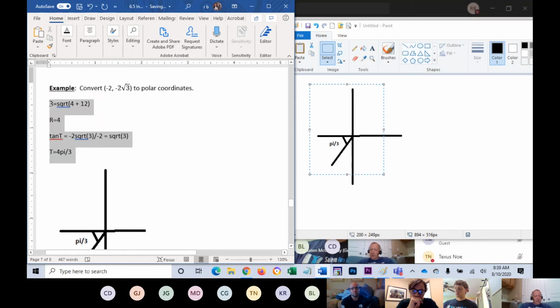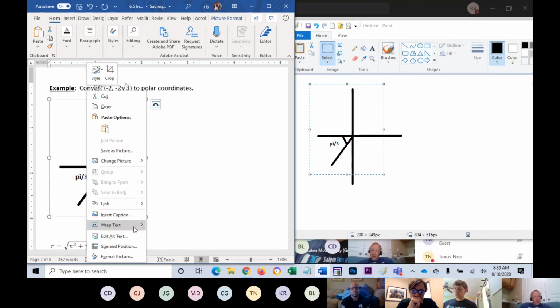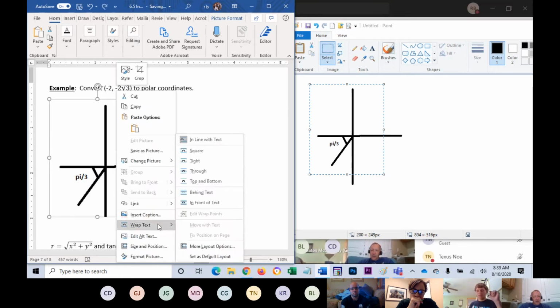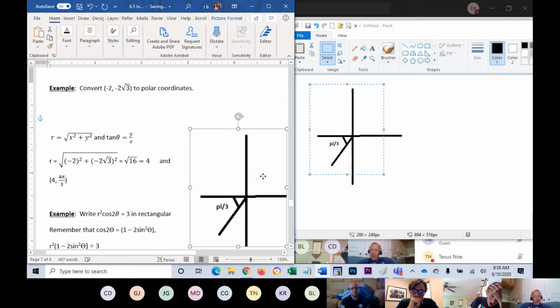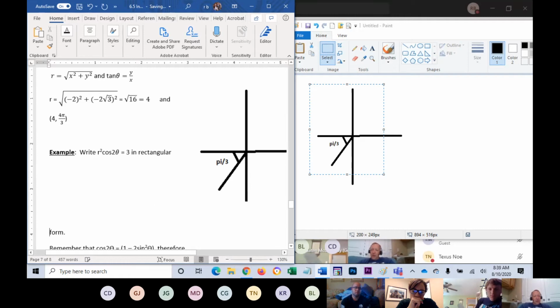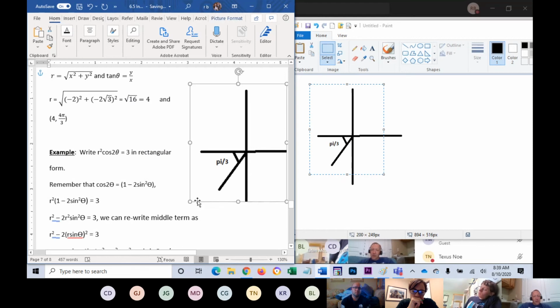Actually, here, we'll do it that way. Wrap text. Whoops, whatever I did, I didn't mean to do that. Okay. All right. Okay. It's a little big.